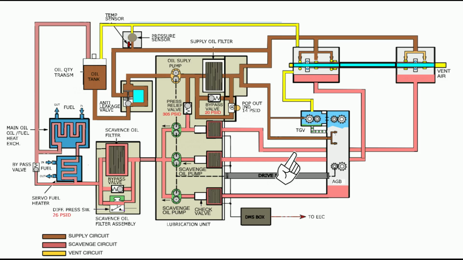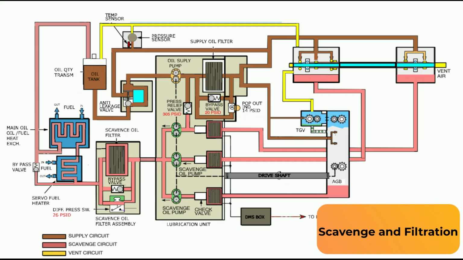Oil collected in the transfer gearbox is directed to the accessory gearbox sump via an external tube. Thus, the lubricating oil from both gearboxes is temporarily stored in a single sump. It is then returned by a single scavenge pump within the lubrication unit, passing first through the fuel oil heat exchanger and then back to the oil tank.